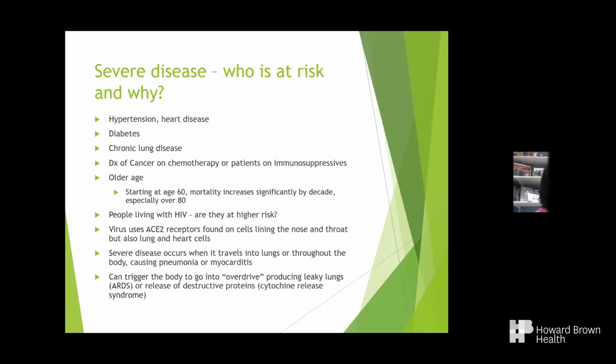The virus uses this ACE2 receptor to get into the cell. It's found on the lining of the nose and throat, but it's also there in lung cells, heart cells, blood vessel cells. And the disease is more mild if it stays in the nose and throat, but if it travels through the body and can get to the heart or the blood vessels, or if it gets into the lungs, that's when we start to see worse disease. And as I mentioned, the two bigger problems that happen in the second phase are this leaky lung syndrome, the acute respiratory distress syndrome, or this cytokine release syndrome, where basically the body is going into overdrive, trying to fight this thing and releasing these destructive proteins.